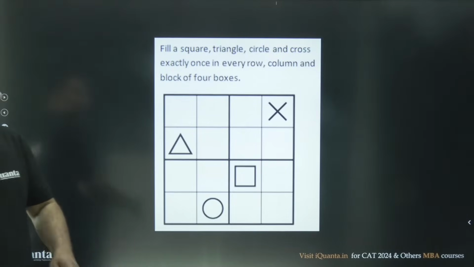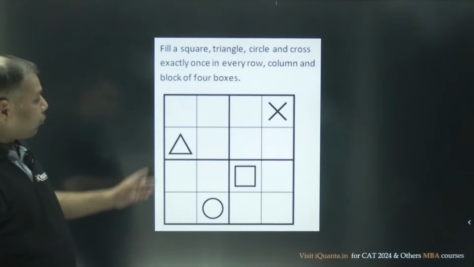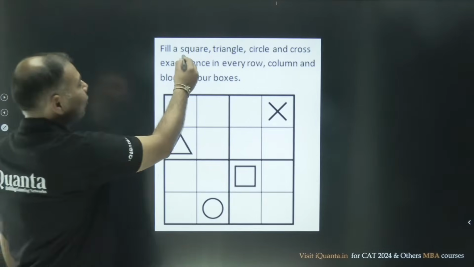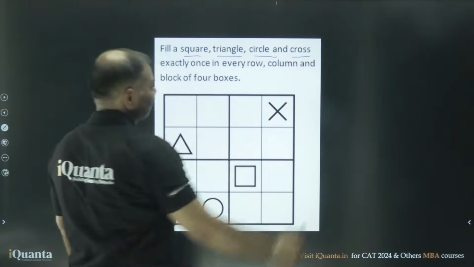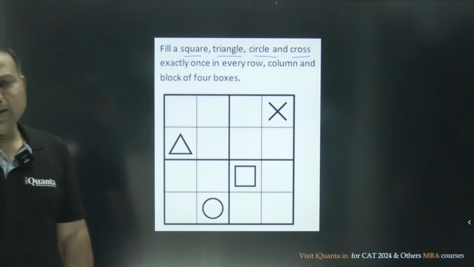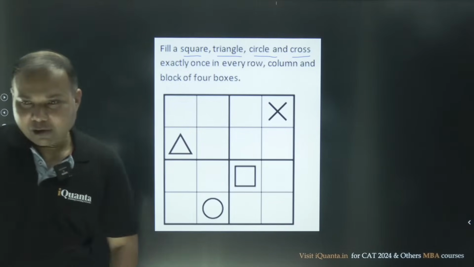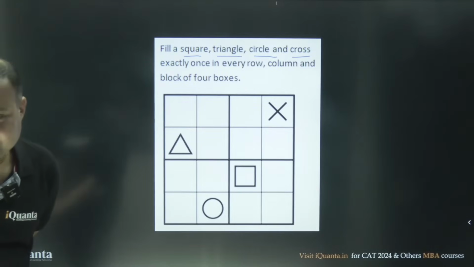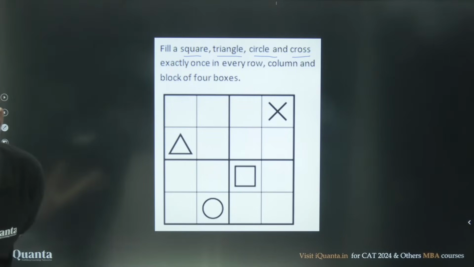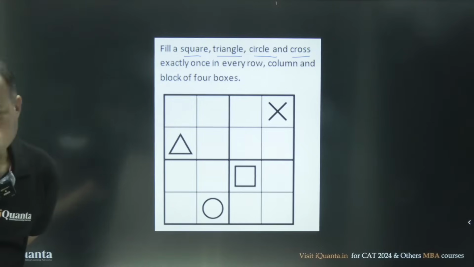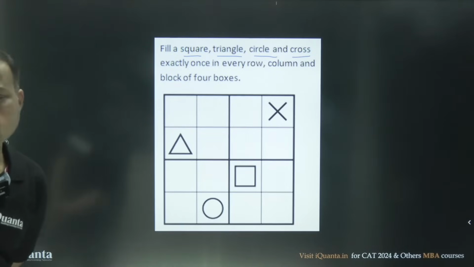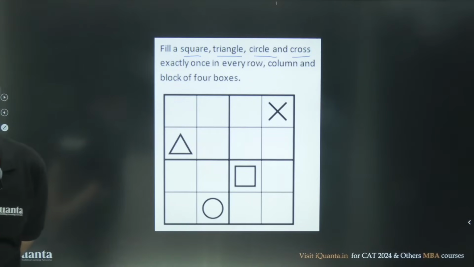Now this time, in place of letters, I have used the 4 symbols. The symbols are square, triangle, circle, cross. Square, triangle, circle, cross. Draw it and then solve it. Satyam is saying I have one more answer. Satyam, there must be a mistake somewhere, recheck it.